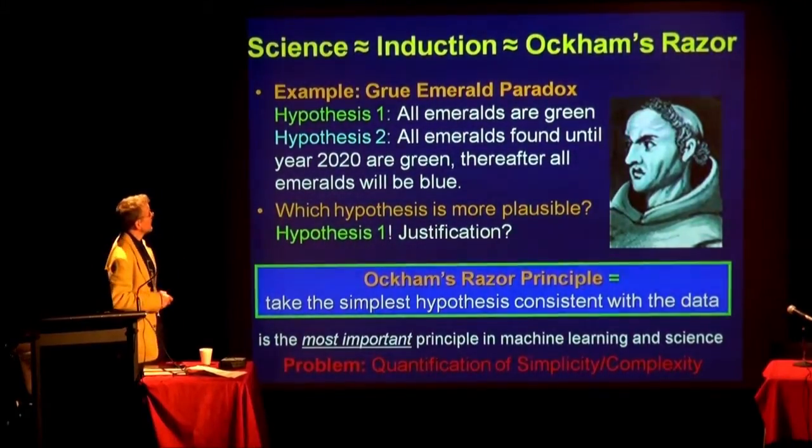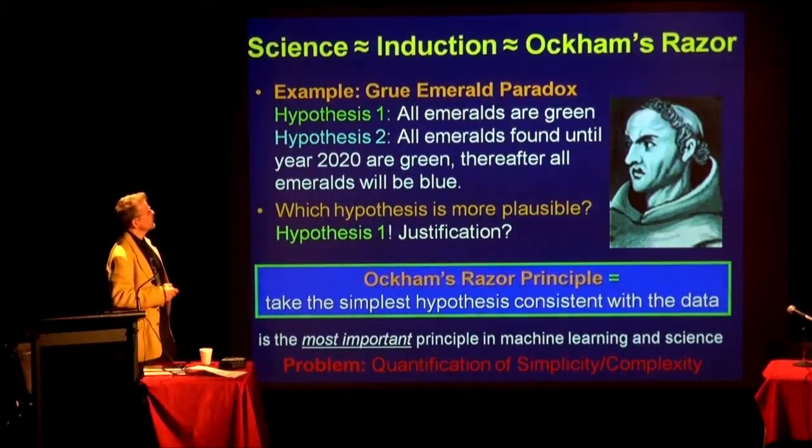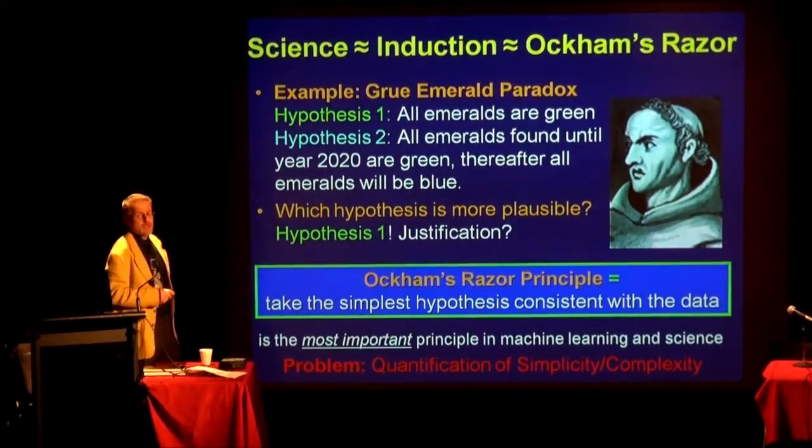Let me give you an example of why this principle is important. A famous paradox in philosophy is the grue emerald paradox. Assume you have two hypotheses. Hypothesis one is that all emeralds are green. Hypothesis two is that all emeralds found until the year 2020 are green, and thereafter they're suddenly all blue. Both theories are absolutely consistent with all we know, right?